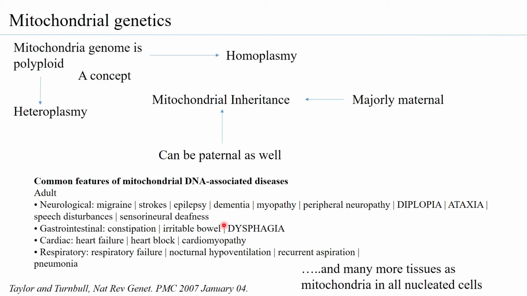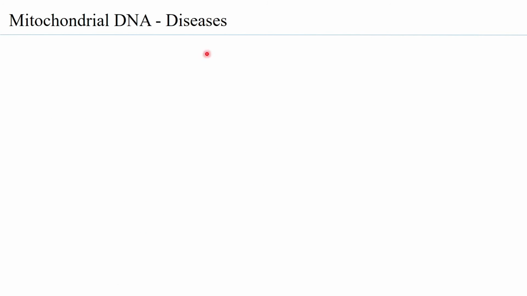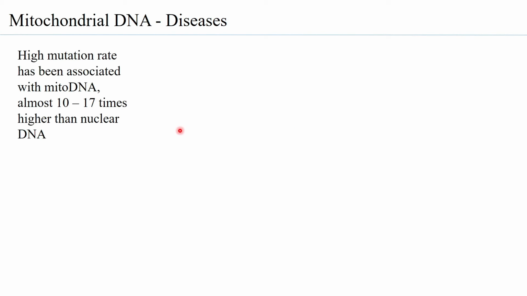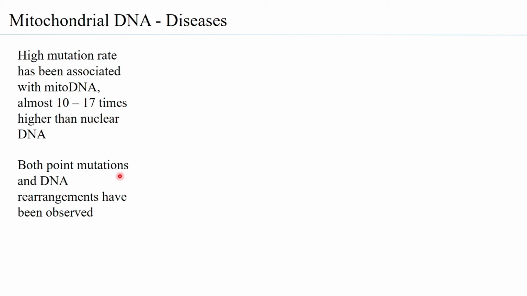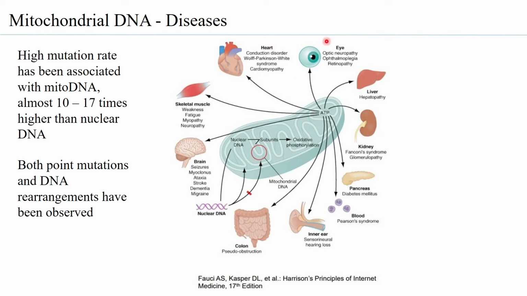So, as mentioned, because there are many tissues that have mitochondria, you would find that several different tissues can get affected because of damages in the mitochondrial DNA. Let us look at some of the diseases that are associated with the mitochondrial DNA. Now, what has been understood by a lot of studies is that mitochondrial DNA is associated with a very high mutation rate, almost about 10 to 70 times higher than the nuclear DNA. So both point mutations and DNA rearrangements have been observed, with point mutations being much larger in number. And it has been found that almost all different organs of our body have certain diseases associated because of a mutation in the mitochondrial DNA.